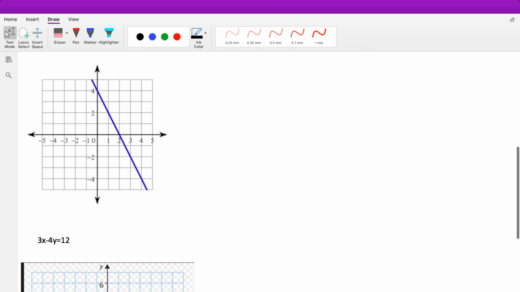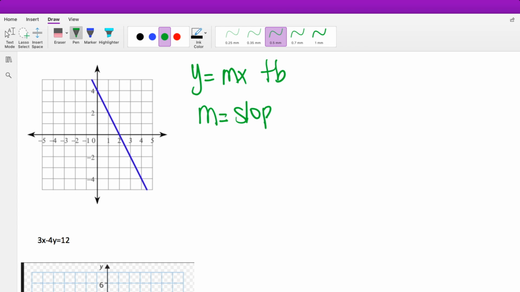Now we're given a graph. We're not given any equations or any points. What exactly do we need to do now? Let's always start off with our slope-intercept form. y equals mx plus b. m equals what? Very good. I hope you said slope. b equals y-intercept. Perfect.